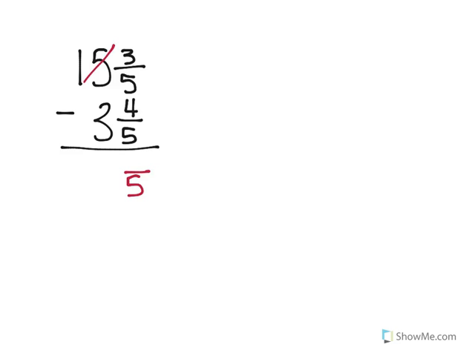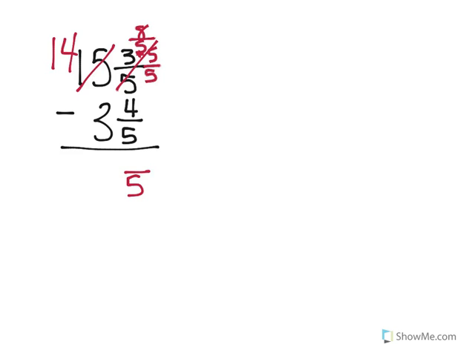I'm going to borrow from 15, and the 15 is now going to become 14. I don't just make this a 13. No, no, no. Because I didn't borrow 10, I borrowed a whole, which is how many make a whole? The denominator tells me that, and in this case it's 5. So I just borrowed 5/5. I already had 3/5 and I borrowed 5/5, and now how many fifths do I have? I have 8/5.